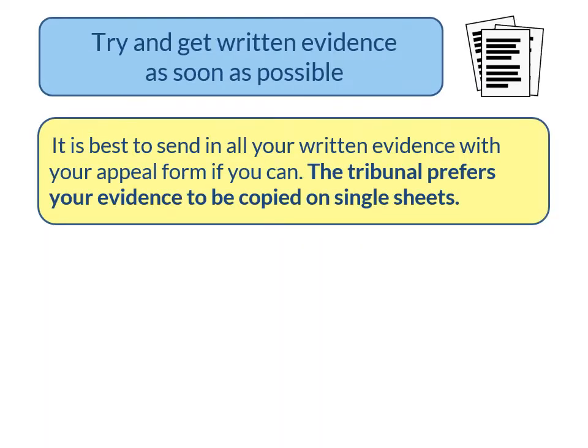Try and get written evidence as soon as possible. It is best to send in all your written evidence with your appeal form if you can, as this means that you have the main substance of your case set out with supporting evidence right from the start. Note that the tribunal prefers your evidence to be copied on single sheets, not double-sided.